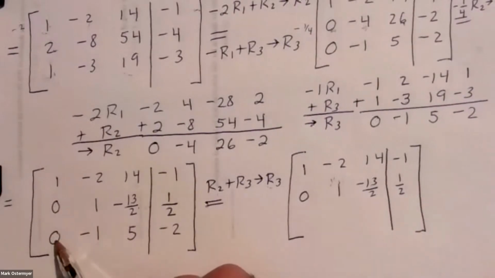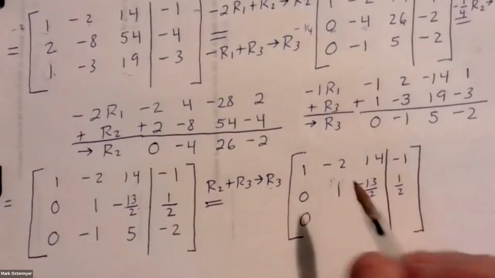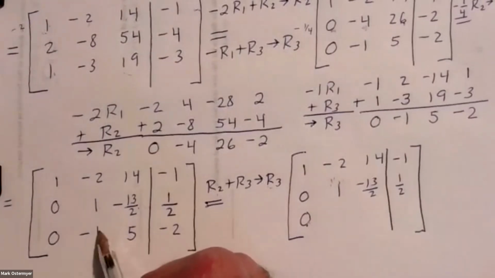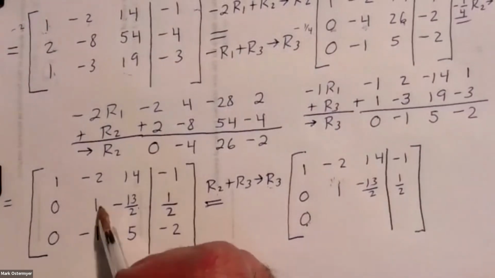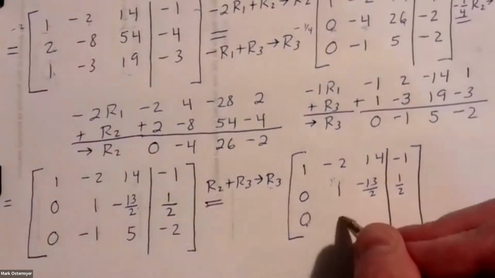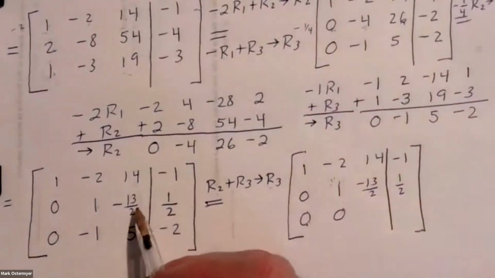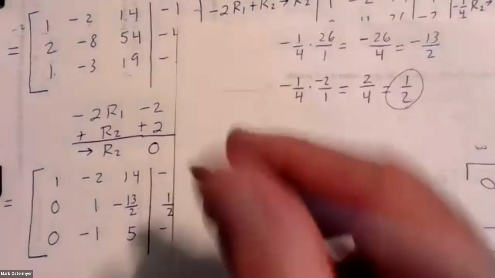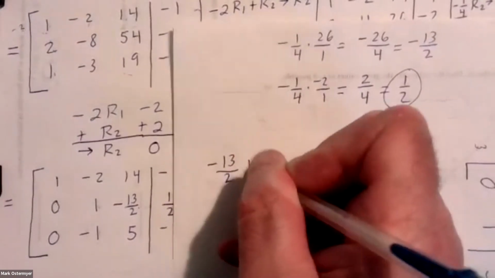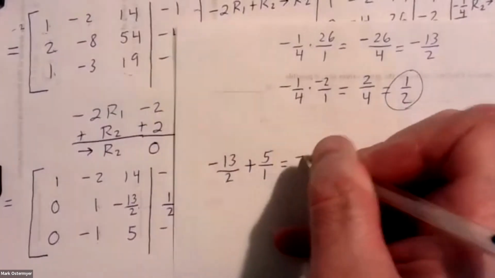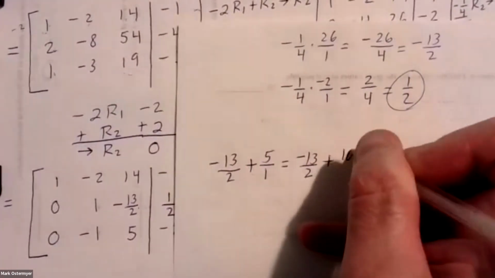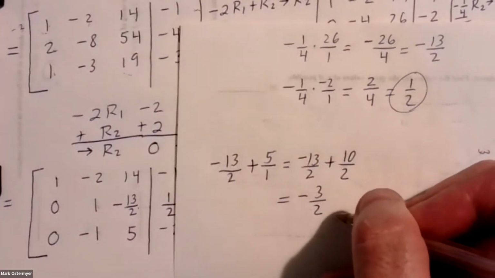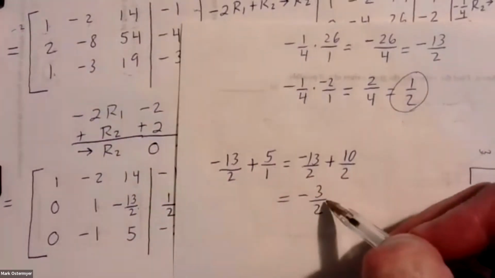So 0 plus 0 keeps the 3-1 entry as a 0. And it must remain as a 0. We worked hard to make that a 0 way back. 1 plus a -1. What's 1 plus a -1? Now the 3-2 entry becomes a 0 as we require it to be. Now what's negative 13 halves plus 5? Oh no, not another trip back to basic math. Well, isn't that negative 13 halves plus 10 halves? Isn't that really negative 3 halves? So negative 13 halves plus 5 is negative 3 halves.